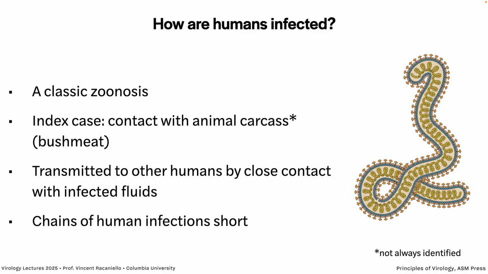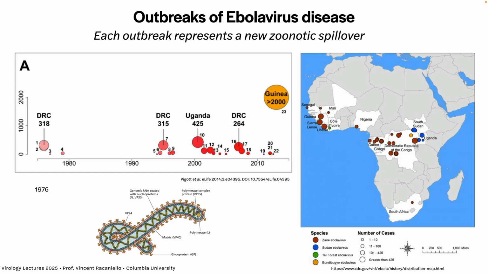So humans are infected. This is a classic zoonosis. The index case, the first case, has some kind of contact with an animal carcass. They're hunting meat in the forest, and it's contaminated with Ebola virus. And then these people get sick. They transmit it to their family members, and hospitals end up transmitting it, taking care of patients. But the chains of infections are short, and they eventually stop. You can see all the outbreaks are relatively small. The reason the West Africa one was so big is because for 3 months they thought it was malaria, and they just let it fester. And then it was very difficult to control.